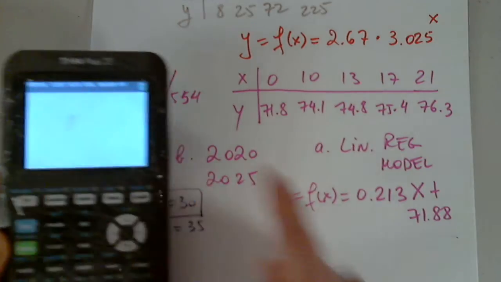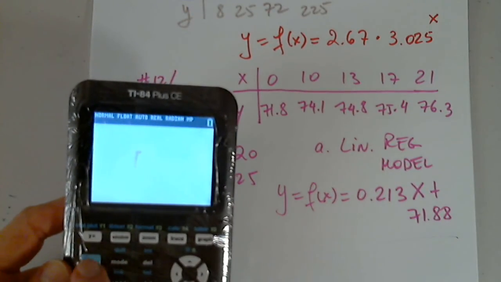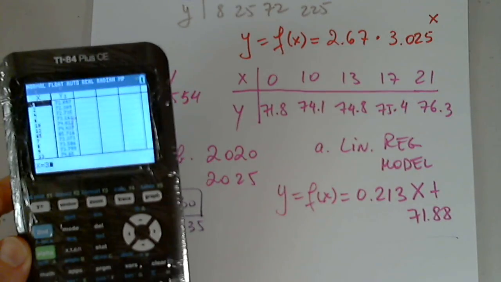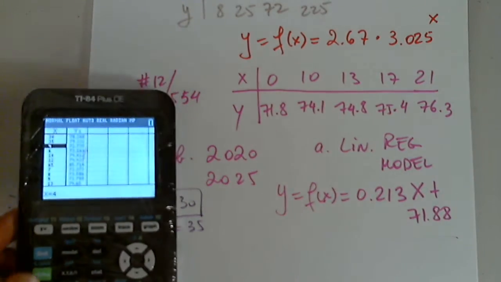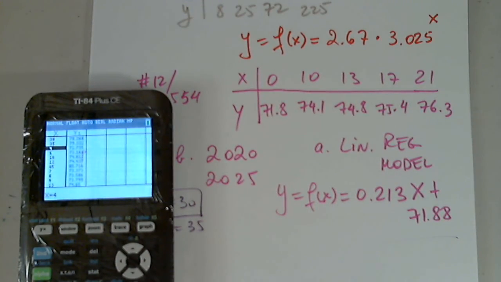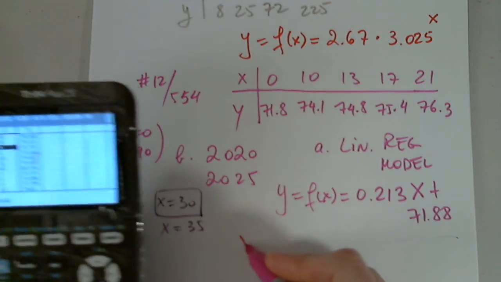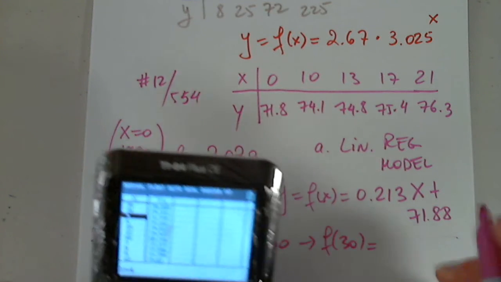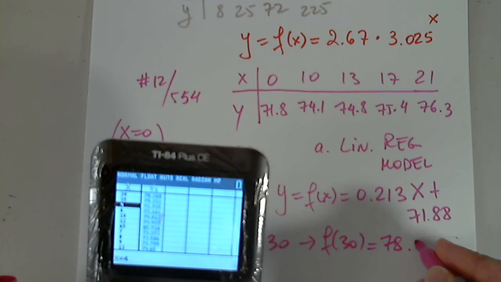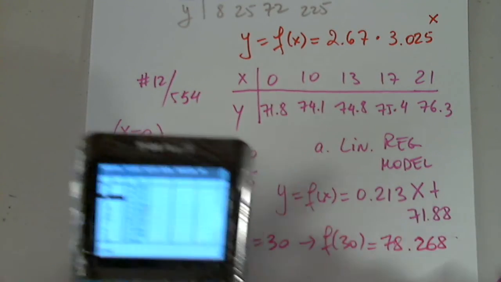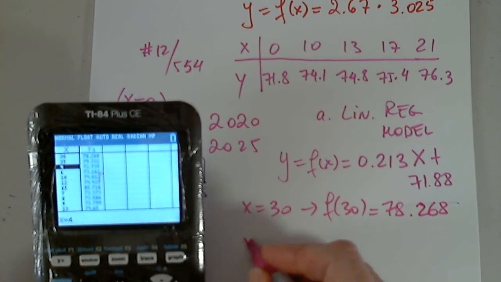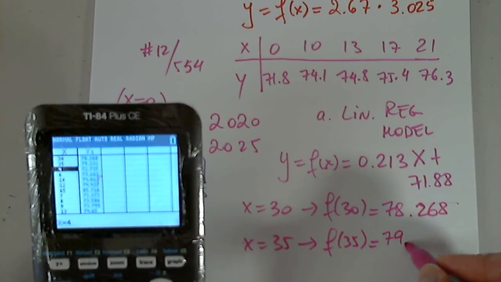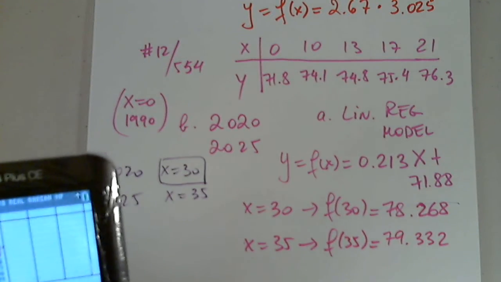So now we already have the function in y equals. So just go to second and table, and just plug in 30 and 35. So 30 enter, 35 enter. So for x equals 30, I will write f of 30 is 78.268. I copied everything I saw there. And for x equals 35, f of 35 is 79.332. Of course, the measurement unit is years.